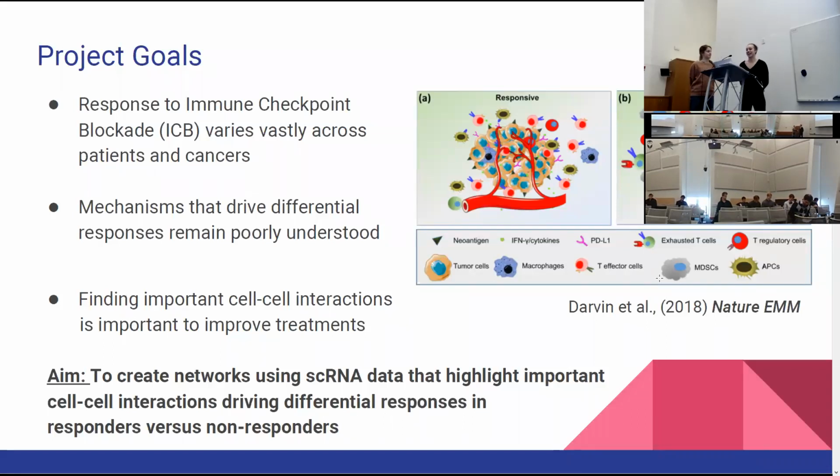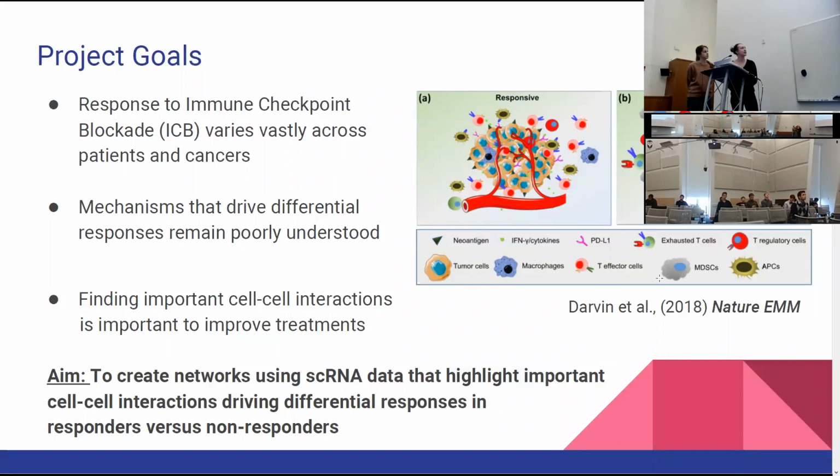So basically, ICB response varies vastly across patients and cancer types, and the mechanisms that drive this differential response are often poorly understood, but it usually involves the tumor microenvironment, as shown in the figure. The responsive and non-responsive cells have very different tumor microenvironments. So basically, we want to define these important cell-to-cell interactions to improve treatment.